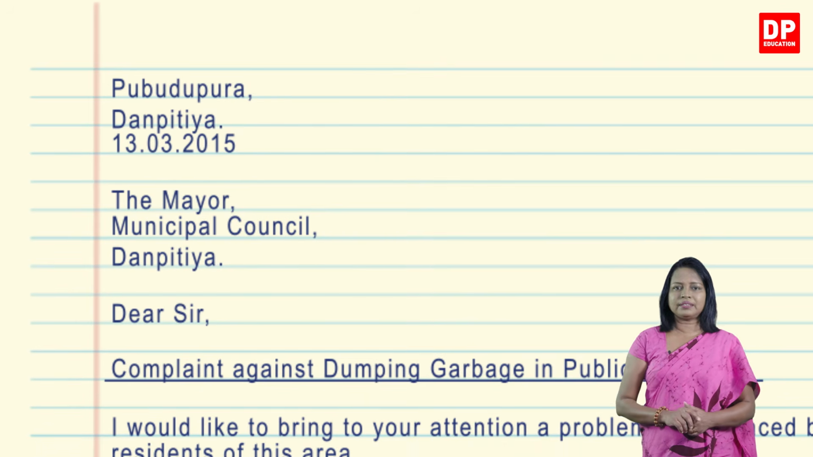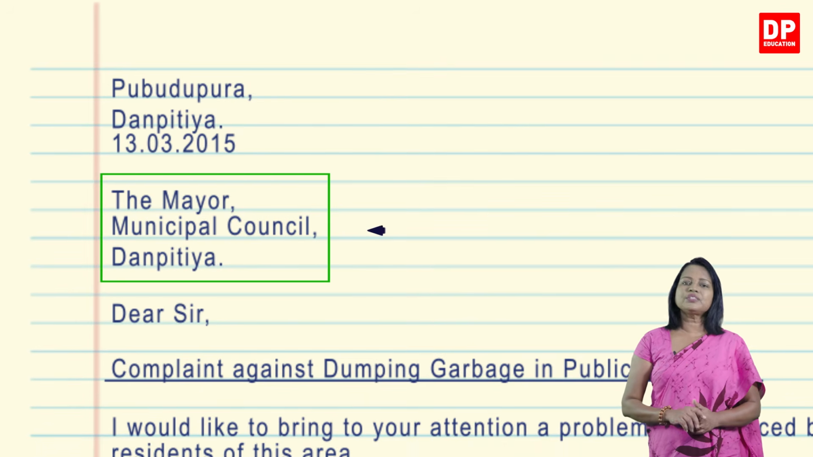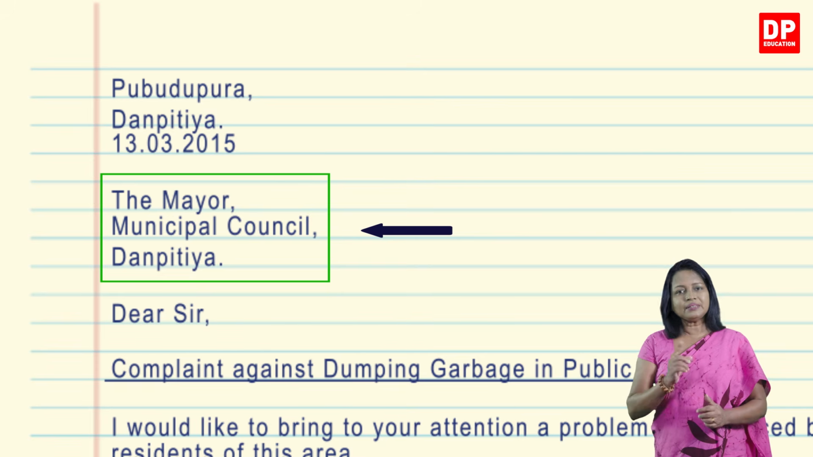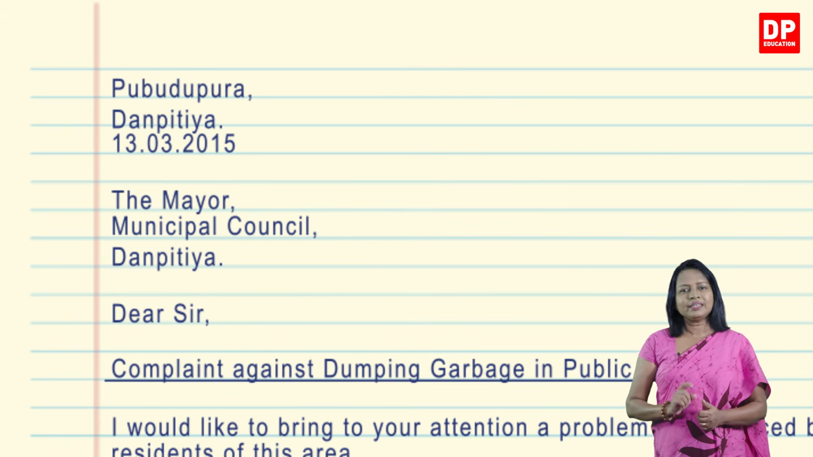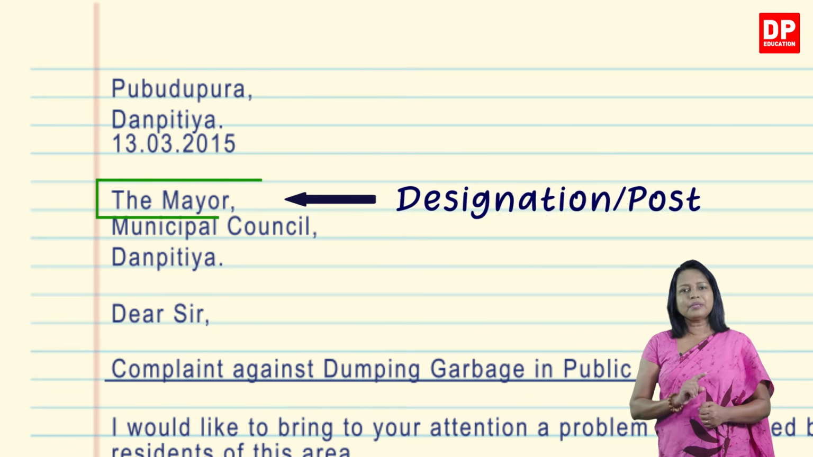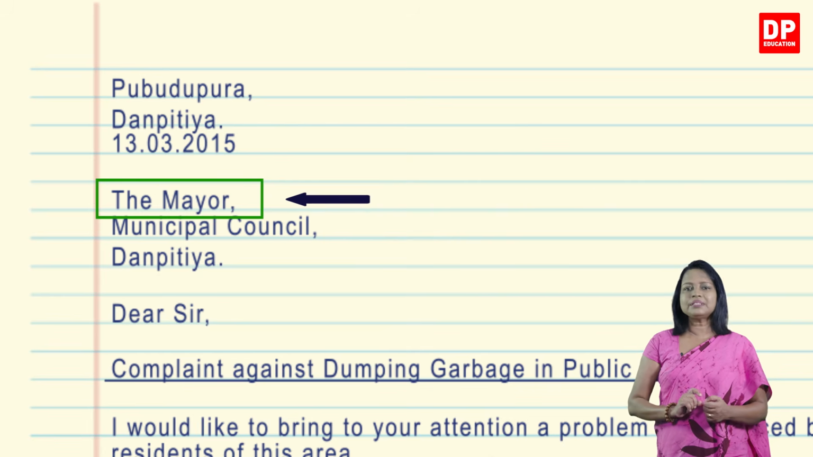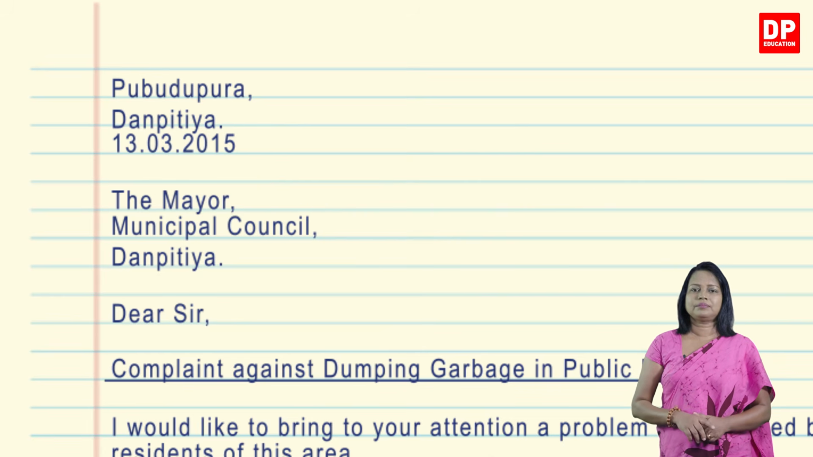Next, you have another address. This is the address of the receiver. Receiver is the person to whom you are writing the letter. Here it's the Mayor, Municipal Council, Dampitiya. The mayor is the designation of the receiver. In other words, it's his post.